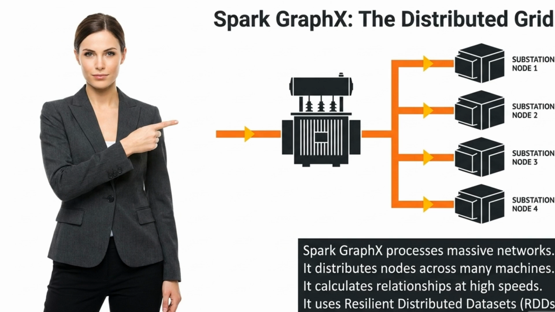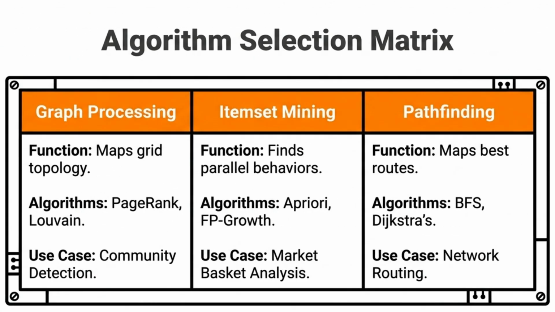Spark GraphX serves as our distributed grid. It excels at processing massive networks by distributing nodes across multiple machines, using resilient distributed datasets to calculate relationships at high speeds. Choosing the right algorithm is essential. Whether you need to map grid topology, find parallel behaviors through item set mining, or calculate the most efficient routes via pathfinding, this matrix guides your selection.